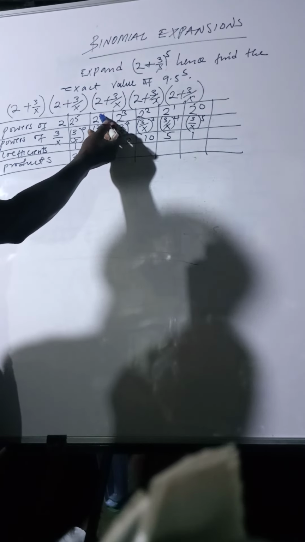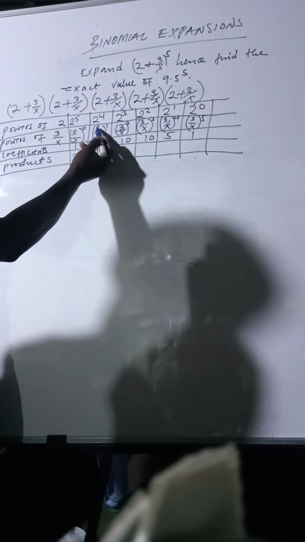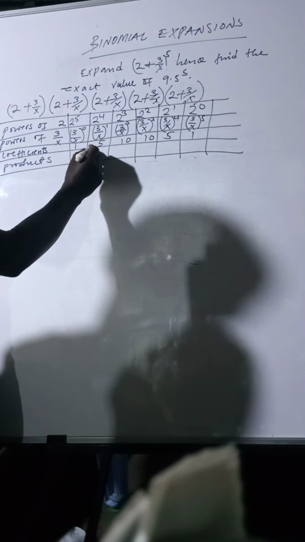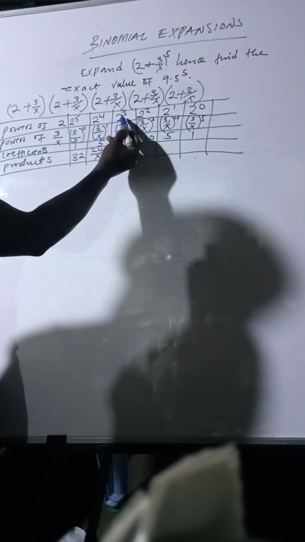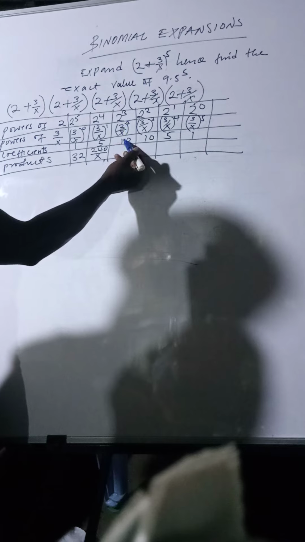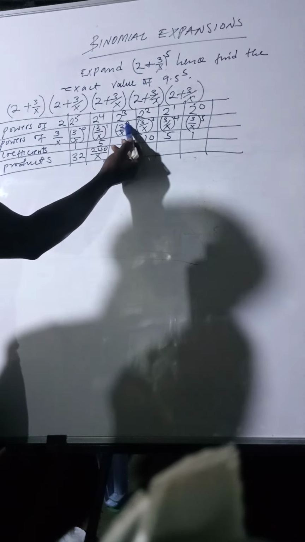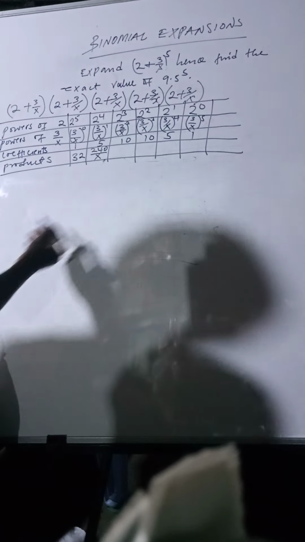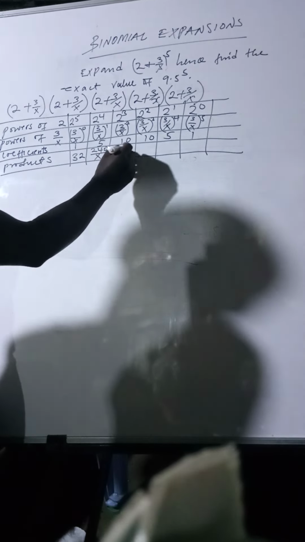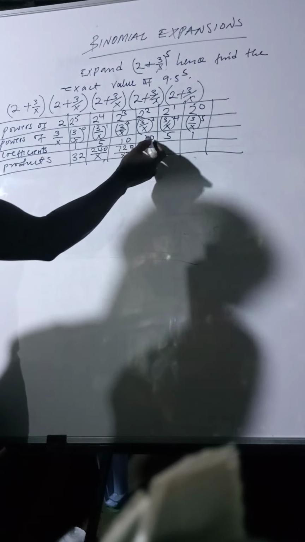Then here we have 2 raised to the power 4 is 16 by 5 is 80. 3 raised to the power 1 is 3 times 80 is 240 divided by x. Here we have 2 raised to the power 3, which is 8 times 10 is 80. 3 raised to the power 2 is 9. 9 by 80 is 720. This x is also raised to the power 2, which is x squared.